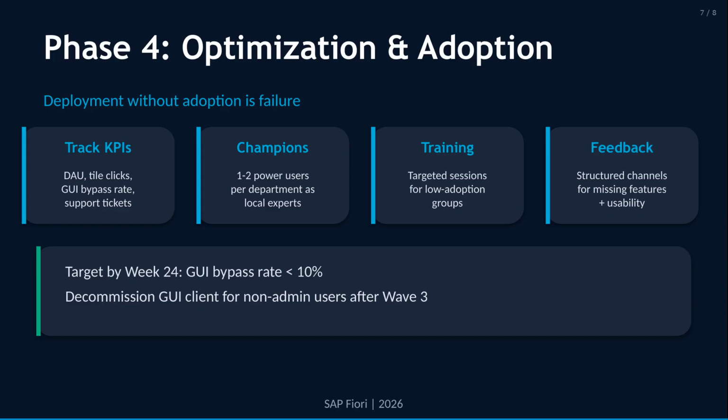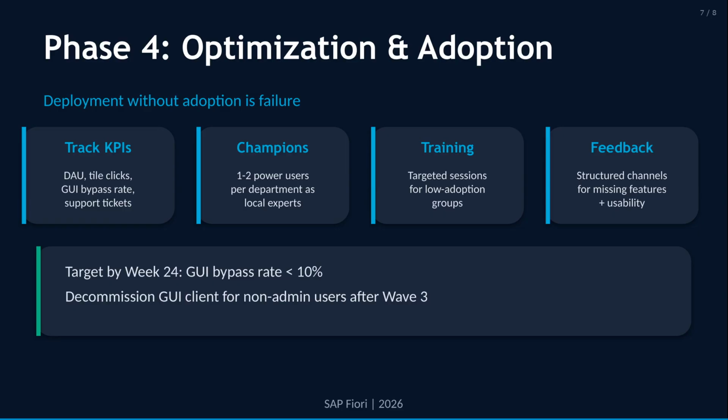Track adoption metrics. How many users are logging into the Launchpad daily? Which tiles are being clicked? Which GUI transactions are still being accessed directly, bypassing the Launchpad? Use the Fiori Launchpad's built-in usage analytics or SAP Focused Run Real User Monitoring to collect this data.